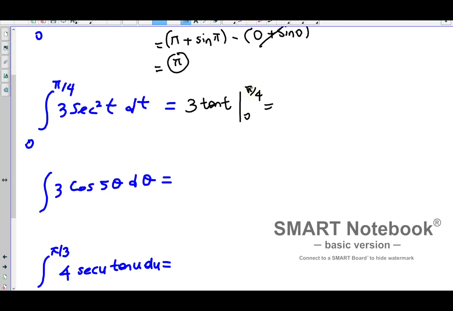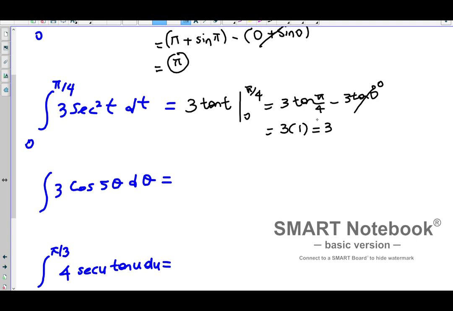And if you plug in pi over 4 for t, you're going to get 3 times tangent of pi over 4 minus 3 times tangent of 0. Since sine of 0 is 0, and tangent is sine over cosine, this one will be 0. Tangent of 0 is 0. And do you remember what tangent of pi over 4, or tangent of 45 degrees, is? That's where sine and cosine are the same and their ratio is 1, right? So tangent of pi over 4 is 1. We get 3 times 1, or 3. Okay, what about the next one?